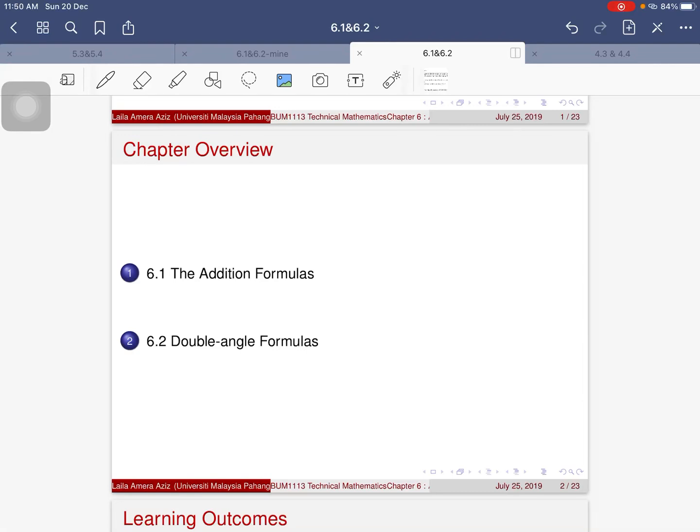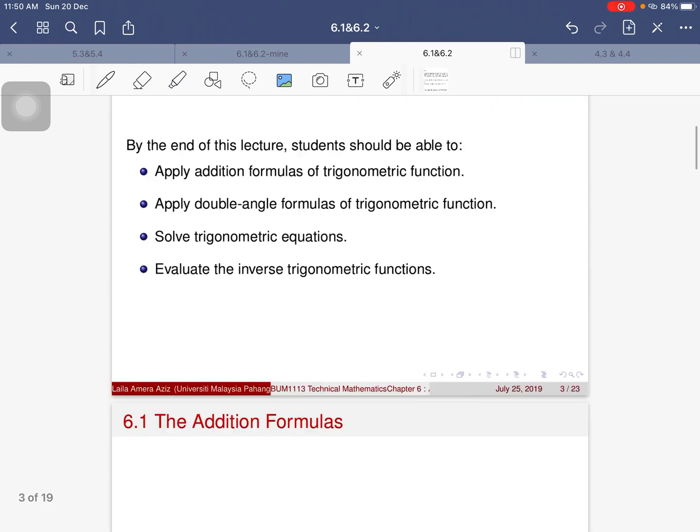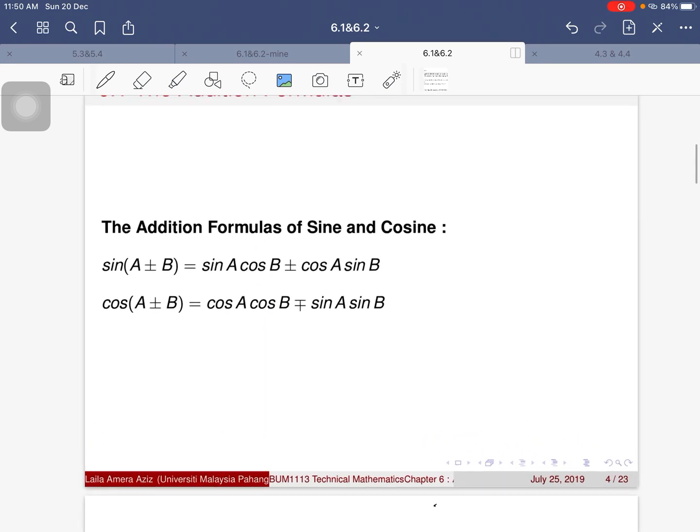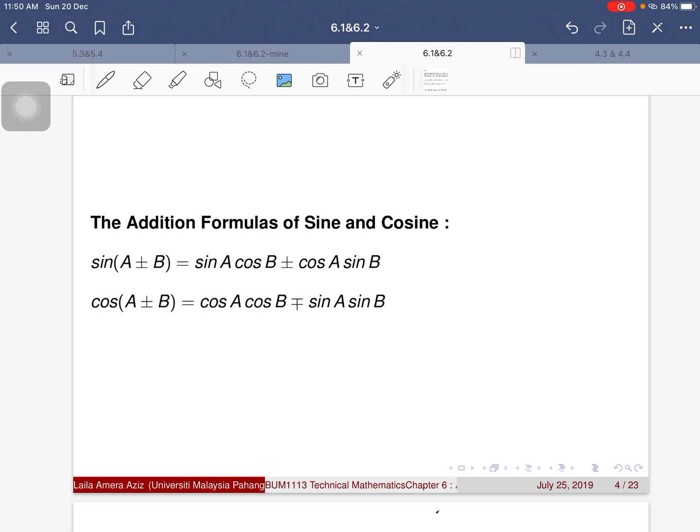Alright, in this video 6.1, we're going to discuss the addition formulas. The addition formulas are formulas that concern sine, cos, and tangent, when two different angles are being added or subtracted from one another. Okay, so this is how the formula is going to look. This is going to be for the case of sine and also cosine.